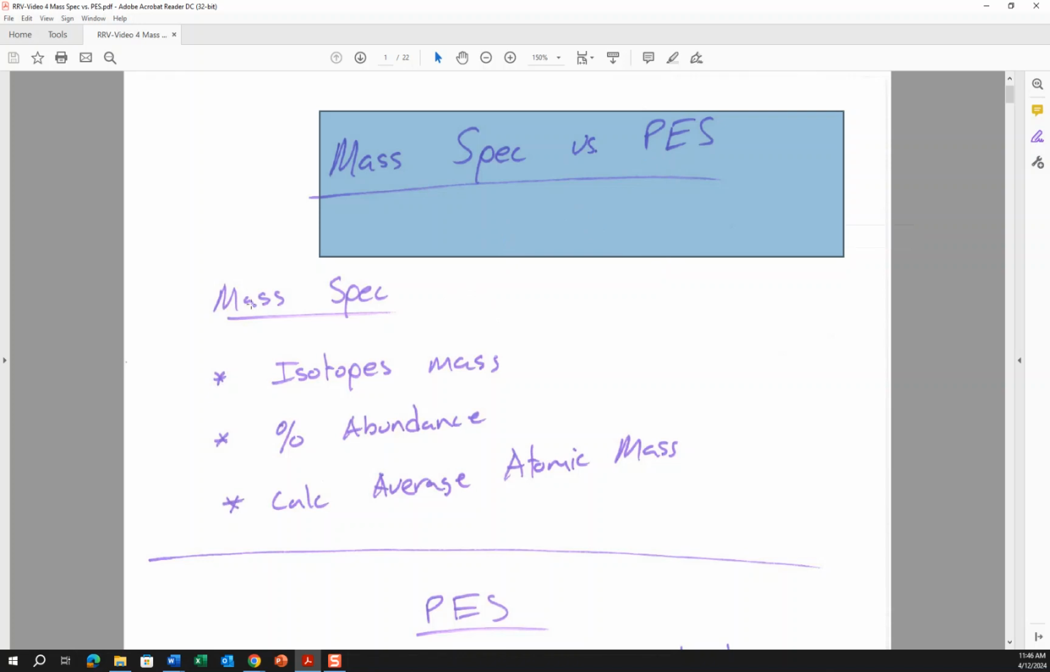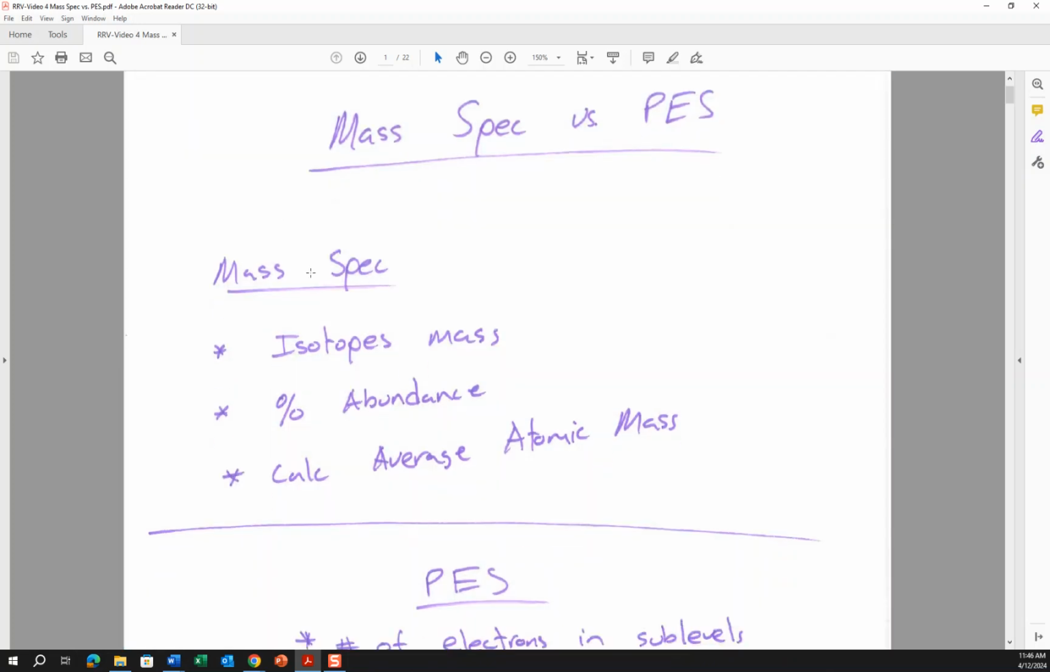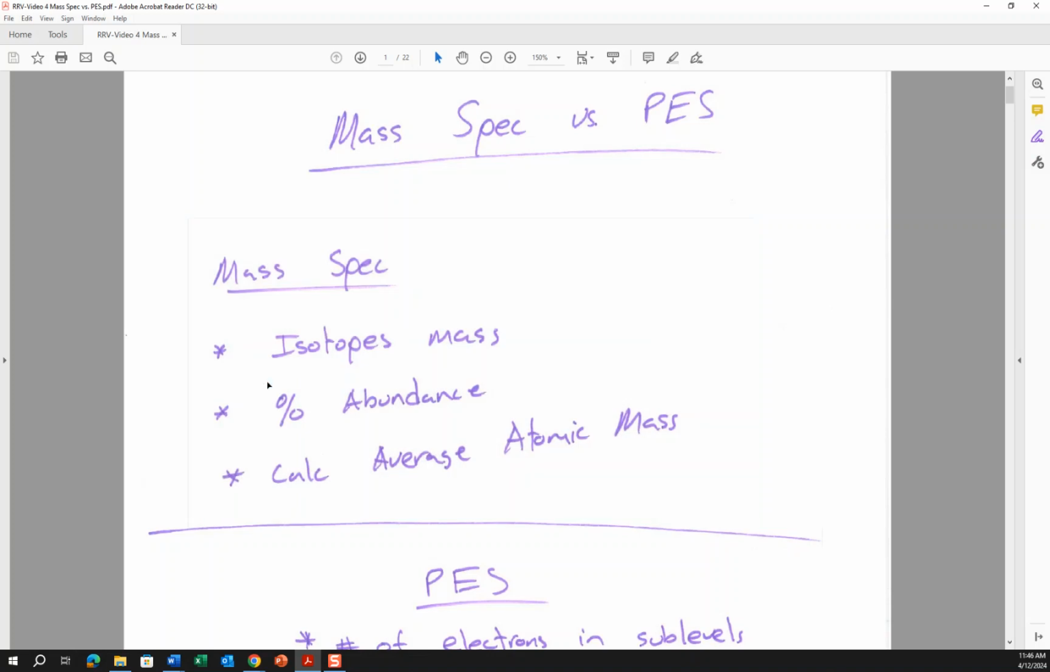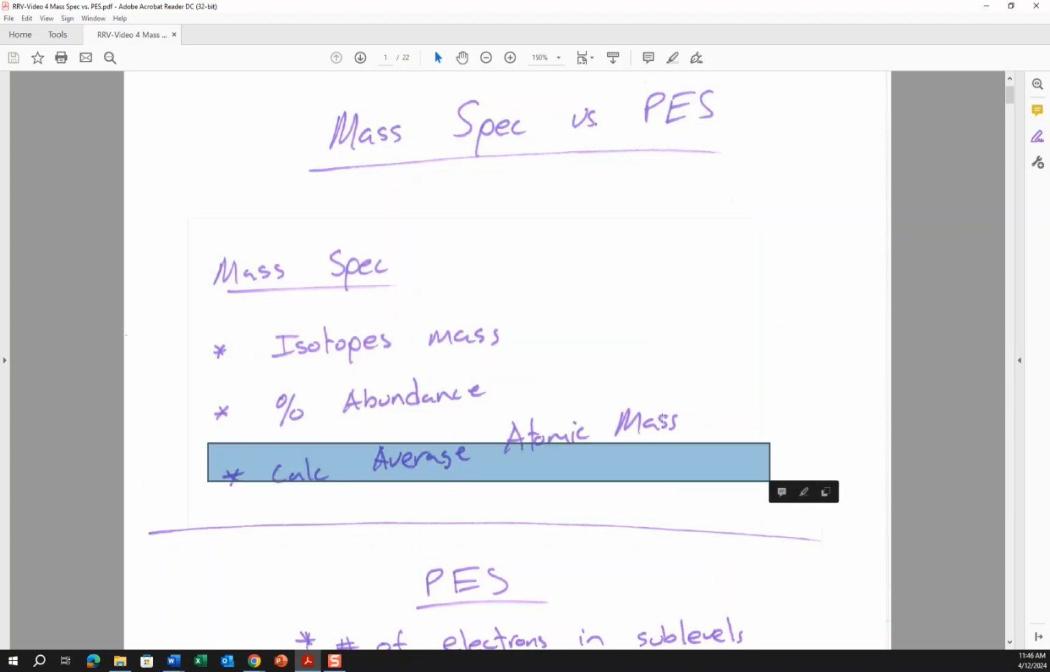And really, you're going to have to interpret the 2 different charts. So understand what mass spec charts tell you. They tell us about the different masses of isotopes, so the different mass numbers for the isotopes, their percent abundance, how abundant they are, and the data can be used to calculate the average atomic mass, or maybe predict or estimate what the average atomic mass is. So it's about the mass of the nucleus of the different isotopes of the same element.